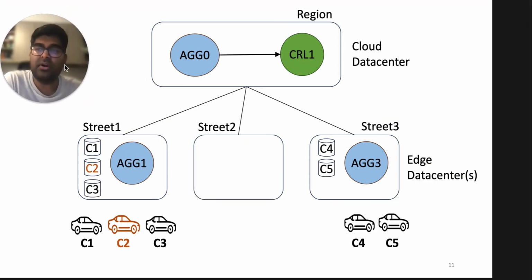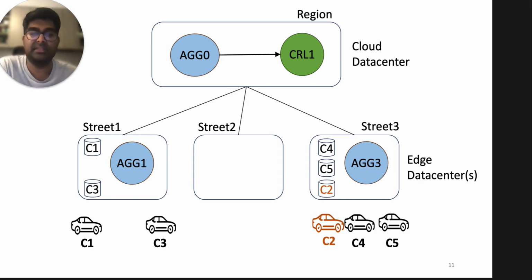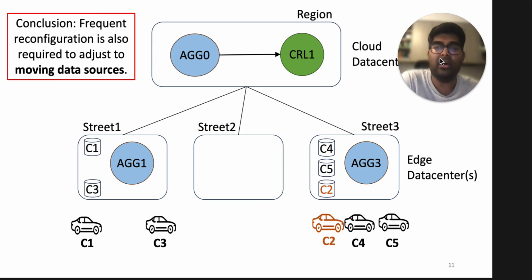Even if the application does not have variable user demand and the operators are always deployed on the edge, frequently moving data sources can also necessitate application reconfiguration. For instance, if I modify our original example to replace the static cameras with moving cars as the data sources, and the aggregator operator on street 1 holds and processes the data for cars C1, C2 and C3. Now, if the car C2 moves from street 1 to street 3, then the application needs to be reconfigured to move the processing and data of car C2 from AGG1 on street 1 to AGG3 on street 3. Hence, the second motivation of frequent reconfiguration is to support the mobility of data sources.